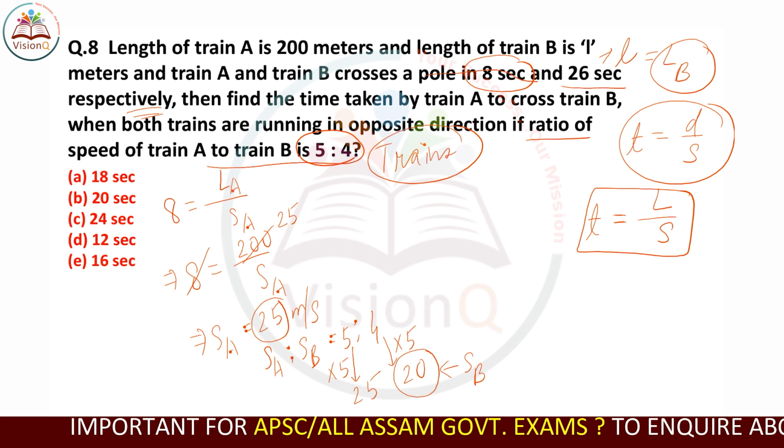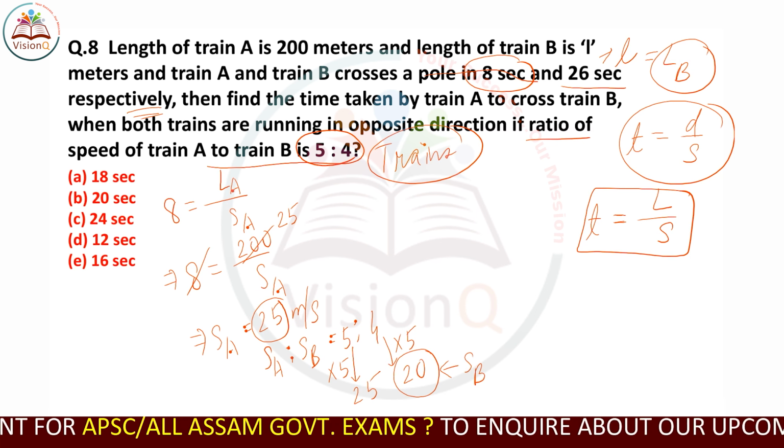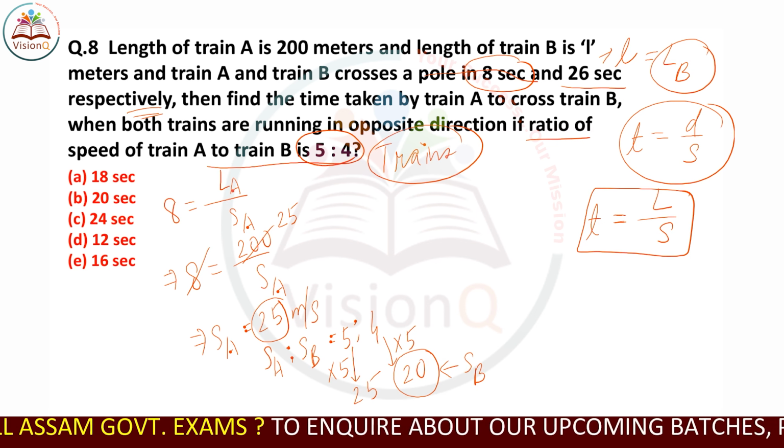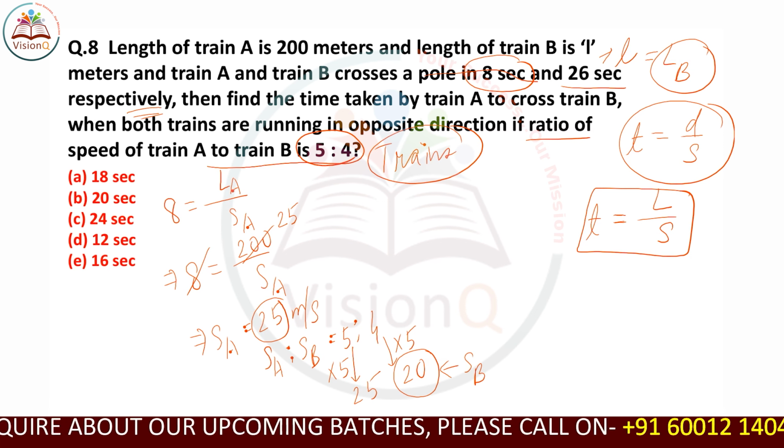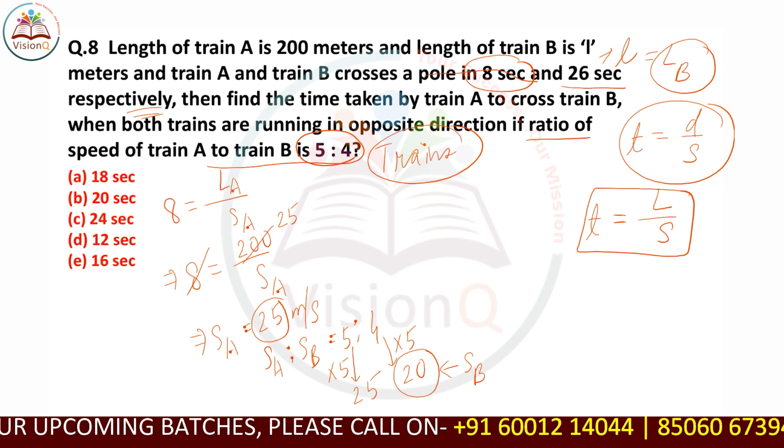So, I have found out the speed of train B from the speed of train A because the ratio of the speeds was given. So, if 5 is 25, 1 represents 5. If 1 represents 5, then 4 represents 4 into 5, which is 20.